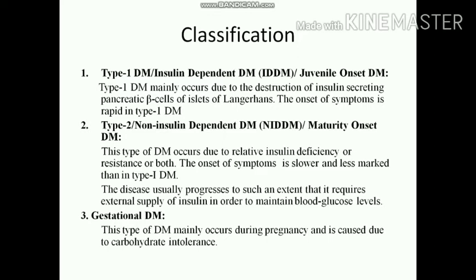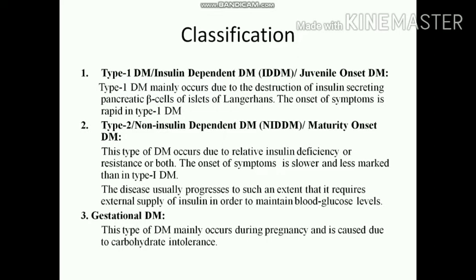In type 1 diabetes, what happens? The destruction of insulin secreting pancreatic beta cells of islets of Langerhans occurs, and due to this type 1 diabetes occurs. That means we know that insulin is secreted from the beta cells of the pancreas, and when the beta cells of the pancreas are destroyed or damaged, they are unable to produce insulin for the body.